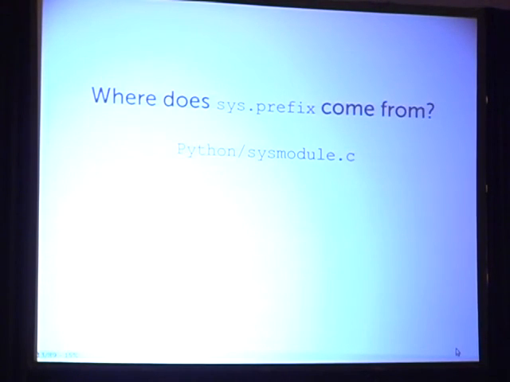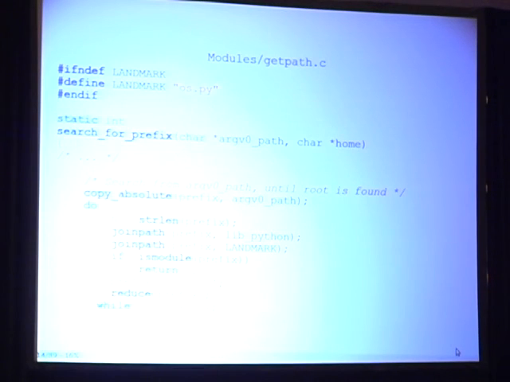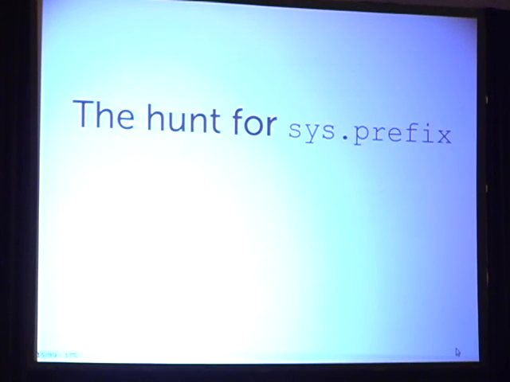So sys.prefix comes from Python/sysmodule.c. It's a module defined in C code. And if we continue to follow down from there, we actually find that sys.prefix comes from Modules/getpath.c. And here's a bit of the C code from getpath.c. I don't actually expect you to read C code on a slide, so I will just move on and we'll talk about what this actually does.